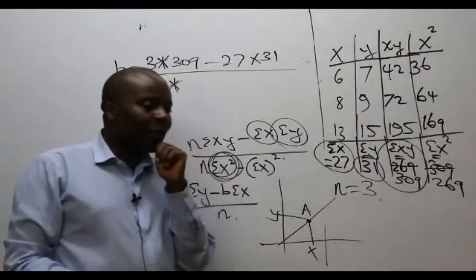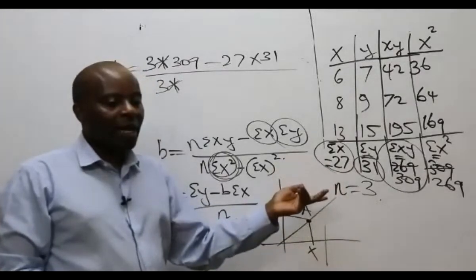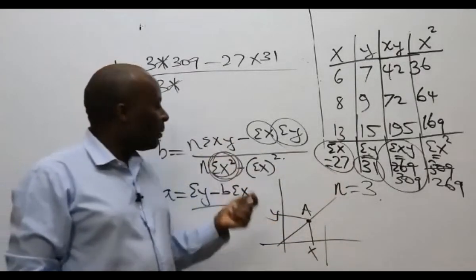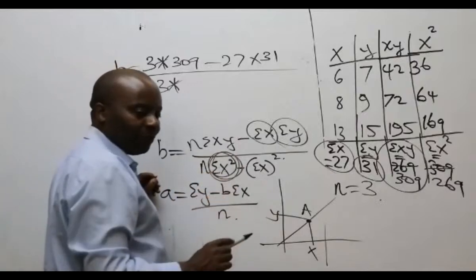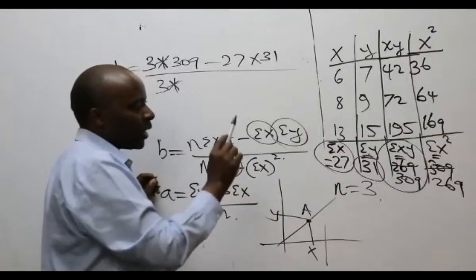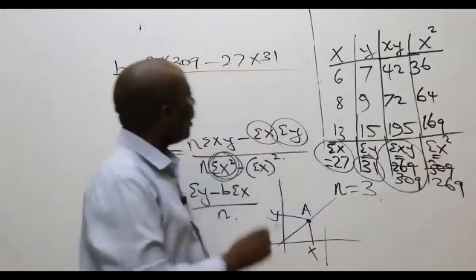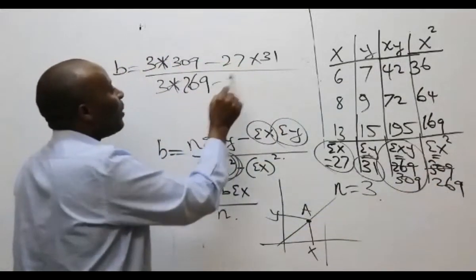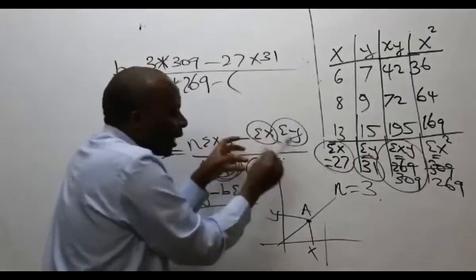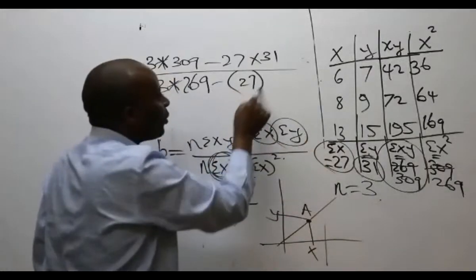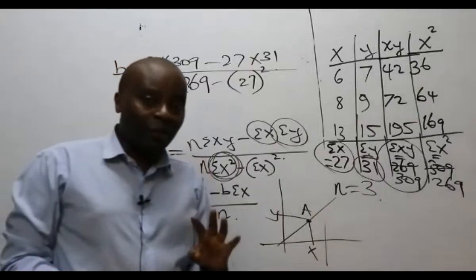Another student told me, teacher, summation x squared is equal to 27 squared. That is wrong. For summation x squared, first of all, they want you to square x alone. Summation of x squared is here, so it is 269 minus, in brackets, summation of x, which is 27, and then outside the bracket we square. Could you kindly do me a big favor?